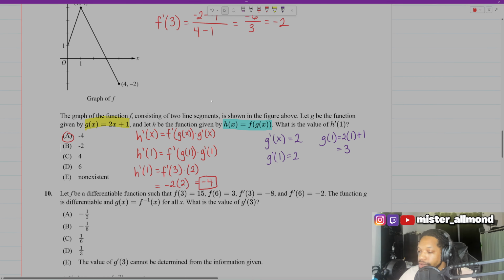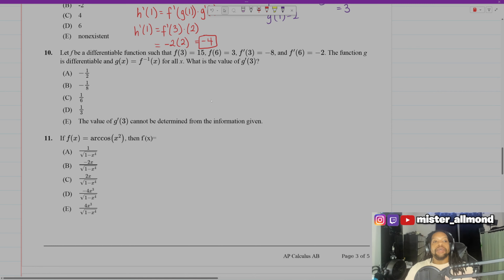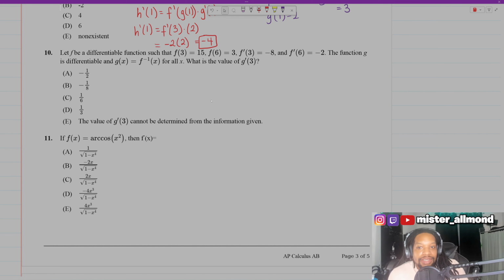Okay, let's keep going. Number 10. Let f be a differentiable function such that f of 3 is 15, f of 6 equals 3. So they're basically giving us a table: f prime of 3 and f prime of 6. The next sentence says the function g is differentiable and g of x equals f inverse of x for all x. So they're basically telling us f and g are inverses of each other. What is the value of g prime of 3? Classic derivative of inverse problem.